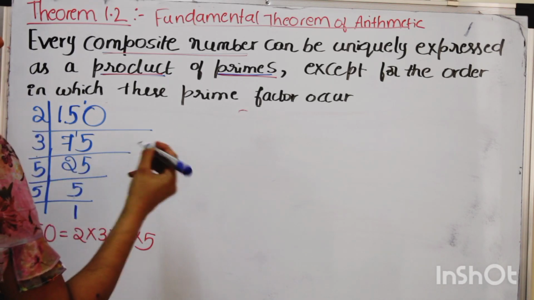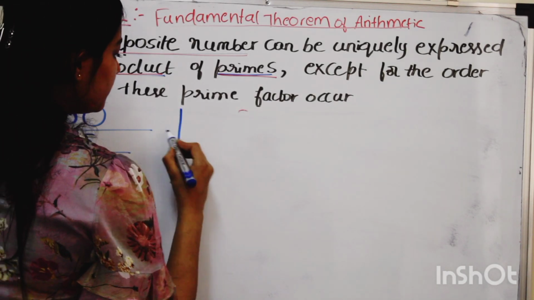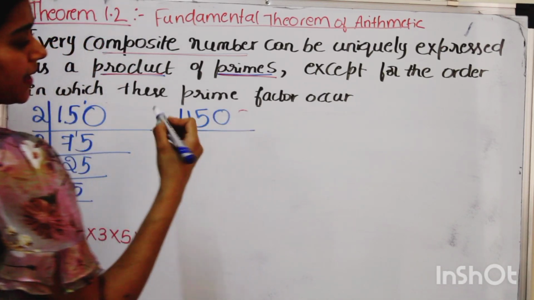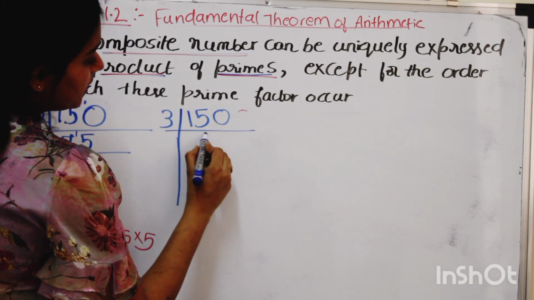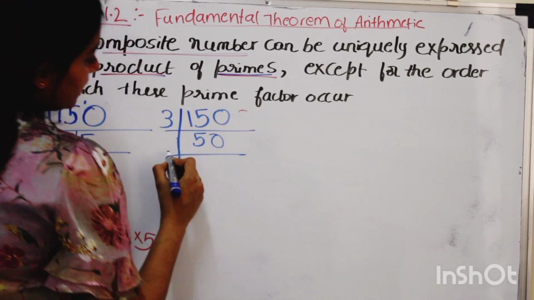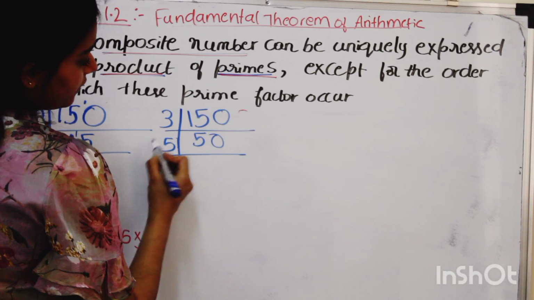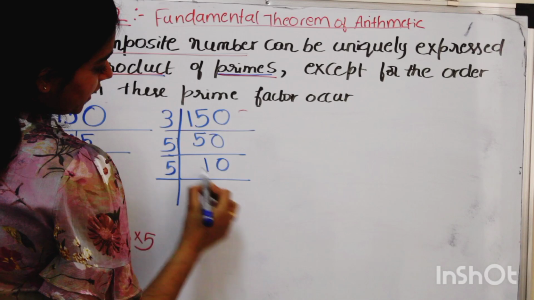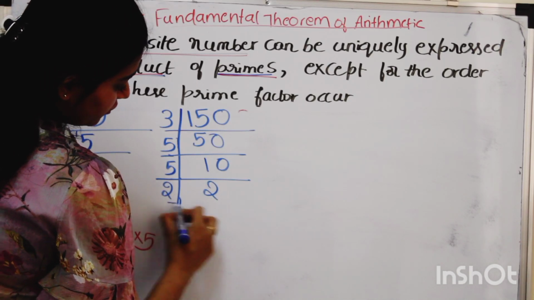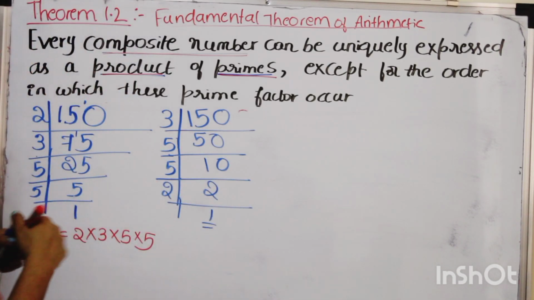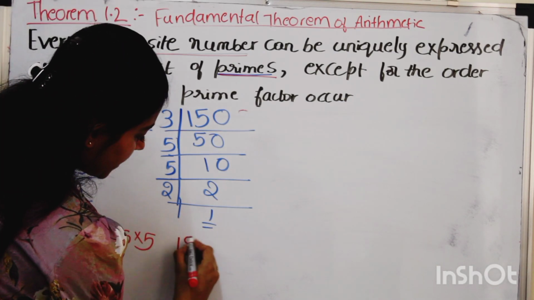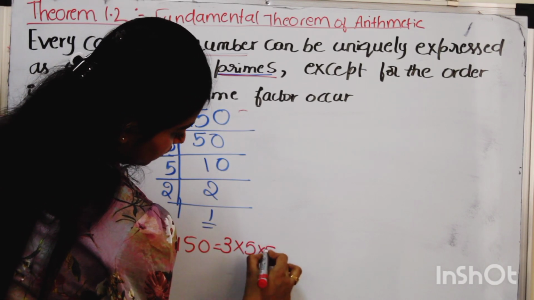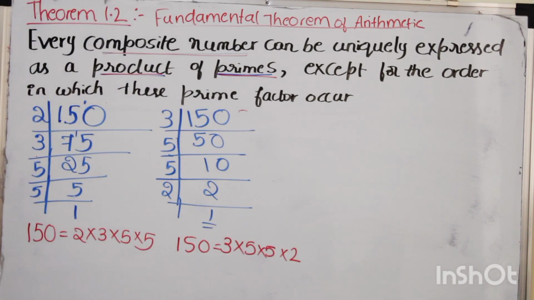Similarly, you can also divide by taking first 3 or 5. So divide 150 by 3 also. 3 50s are 150, then 50 again, take 5: 5 10s are 50, again you can take 5: 5 2s are 10. Then you take 2 1s are 2. So again you can write 150 as 3 into 5 into 5 into 2.